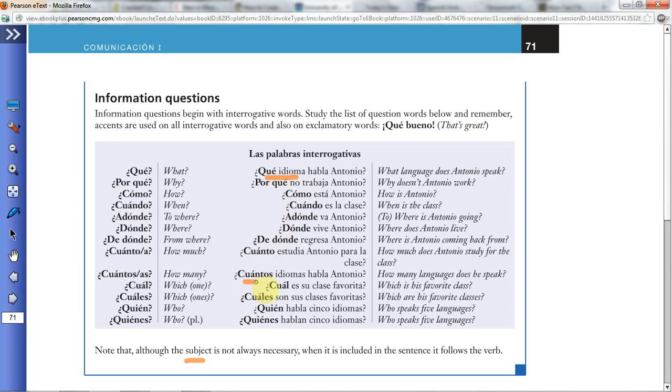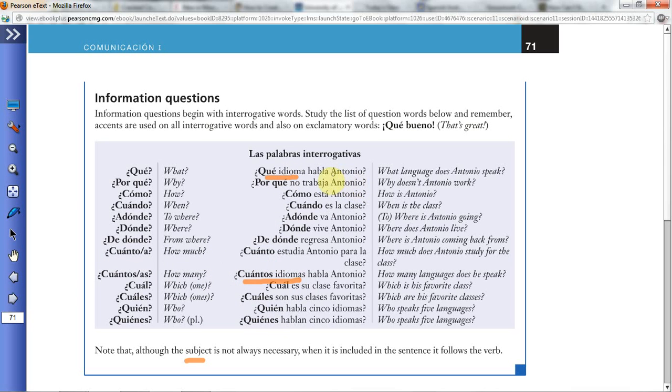¿Cuántos can be followed by a noun. Okay? ¿Cuántos if we're talking about how many. ¿Cuánto if we're talking about how much, that is not followed by a noun. Let's see, and that's about it. Those two are followed by nouns. But this is still the subject.